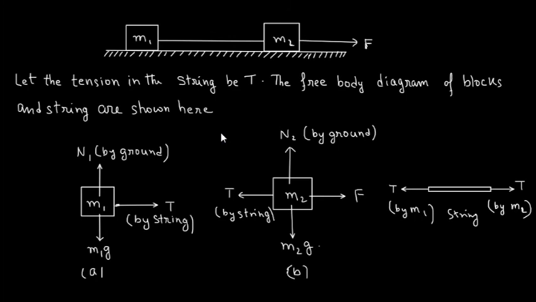In the second figure, m2g is acting downward, N2 is the reaction force acting upward and which is balancing the weight, F is acting towards right, T is acting towards left, which is balancing F. And the third figure is of the string. So T is acting on the right side. Again, a balancing T is acting on the left side of the string. So this is the free body diagram of the two blocks and the string.